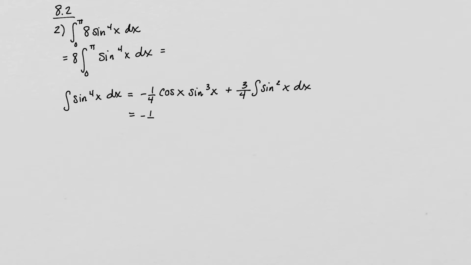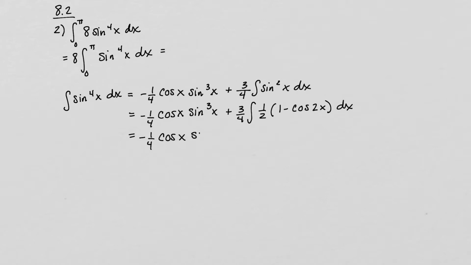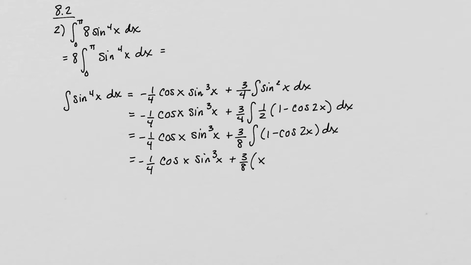And then to integrate sine squared x, we're going to have to use the half angle identity. So I have minus 1/4 cosine x sine cubed x plus 3/4 the integral of 1/2 times 1 minus the cosine of 2x dx, since the half angle identity is sine squared of x equals 1/2 times 1 minus the cosine of 2x. So this ends up being minus 1/4 cosine of x sine cubed x plus 3/8 times the integral of 1 minus the cosine of 2x dx. If I integrate these, we now have minus 1/4 cosine x sine cubed x plus 3/8 times x minus 1/2 the sine of 2x. It would normally be plus c, but in our case, we are interested in 8 times this evaluated from 0 to pi.